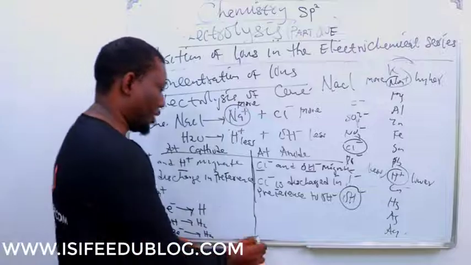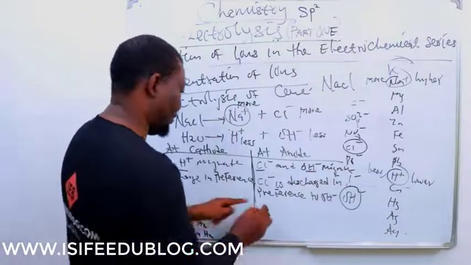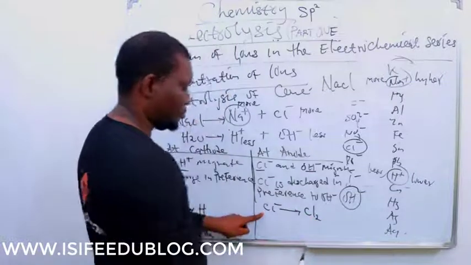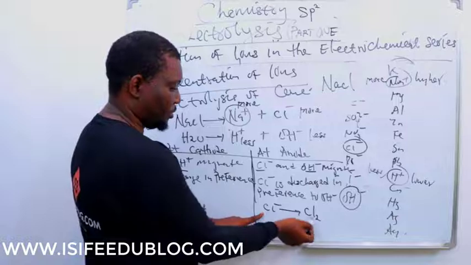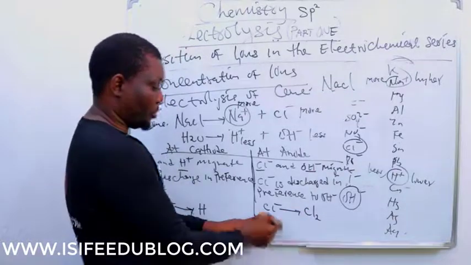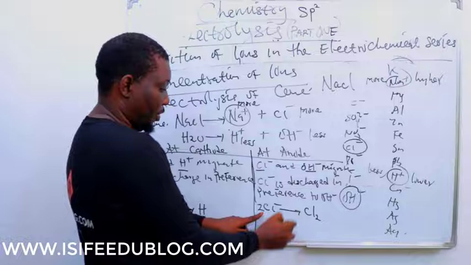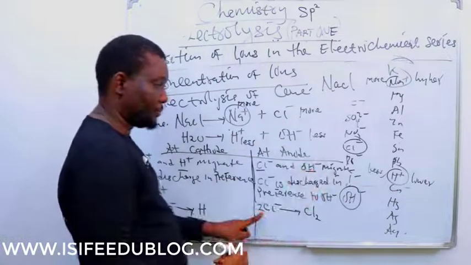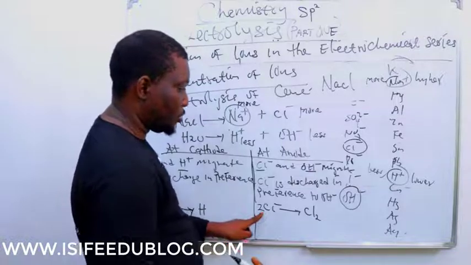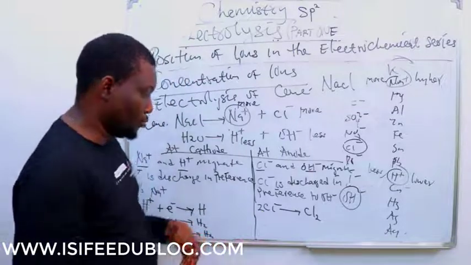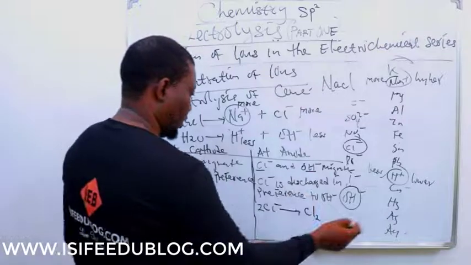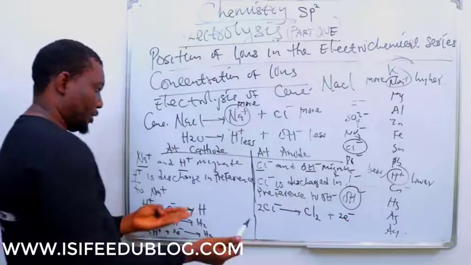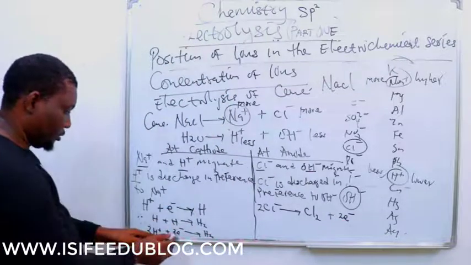If I come to the anode, chlorine gas is also a diatomic gas, so we're going to have Cl-. What are we going to do here? It's going to form Cl2, basically, because it cannot be Cl. It's diatomic, so I'm going to change this to 2Cl-. That means for you to form Cl2, it's going to lose electrons. So I'm going to add 2e-, so I can join the reactions now having the two electrons equal.